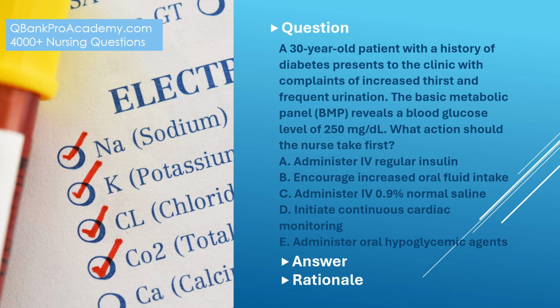Rationale: Administer IV 0.9% normal saline. The elevated blood glucose level and symptoms suggest hyperglycemia and dehydration. Administering IV normal saline is essential to address dehydration before initiating insulin therapy. Options A and E are relevant but should follow fluid resuscitation. Option B addresses fluid intake but does not prioritize the immediate concern. Option D is not necessary at this point in the care.